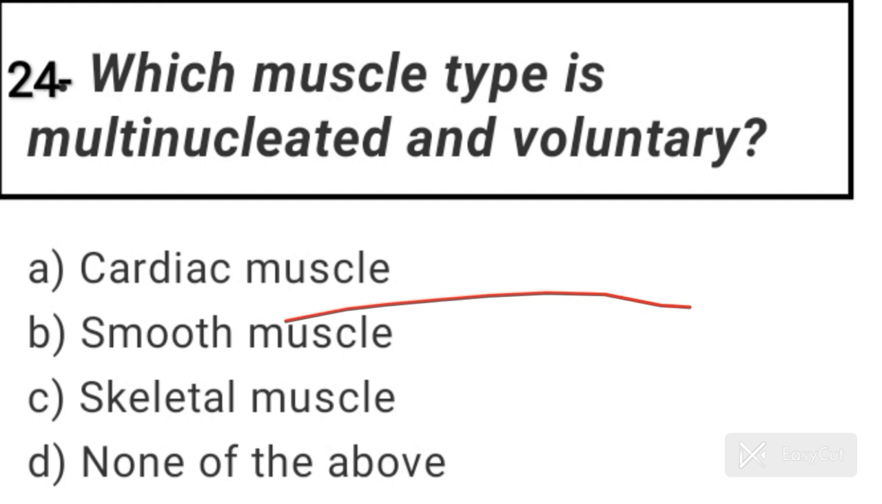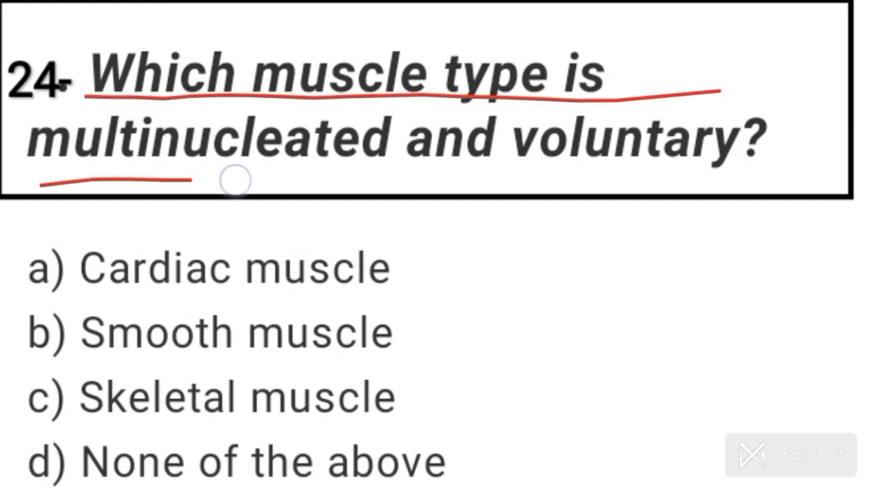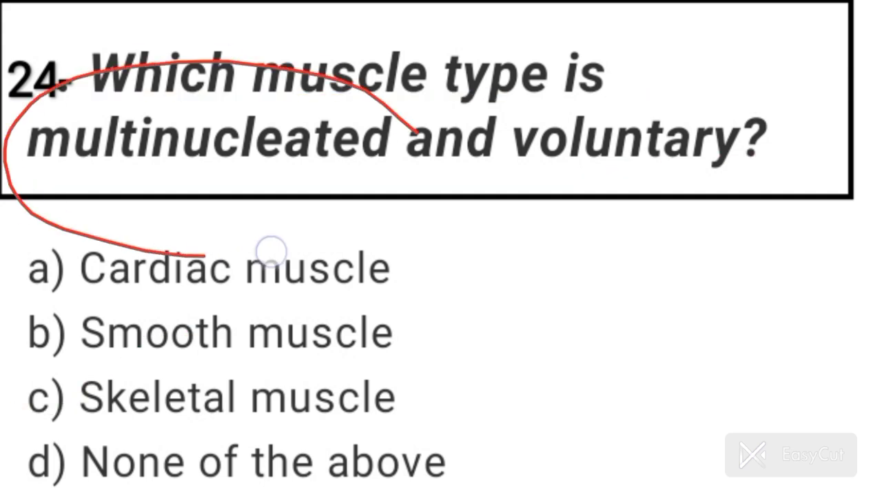Question number 24. Which muscle type is multinucleated and voluntary? Option C is correct here. Skeletal muscle is a type of muscle which is multinucleated and voluntary. Activities of skeletal muscle are under the voluntary control of the nervous system, so they are known as voluntary muscles. And they have number of nucleus present in them, so they are multinucleated.